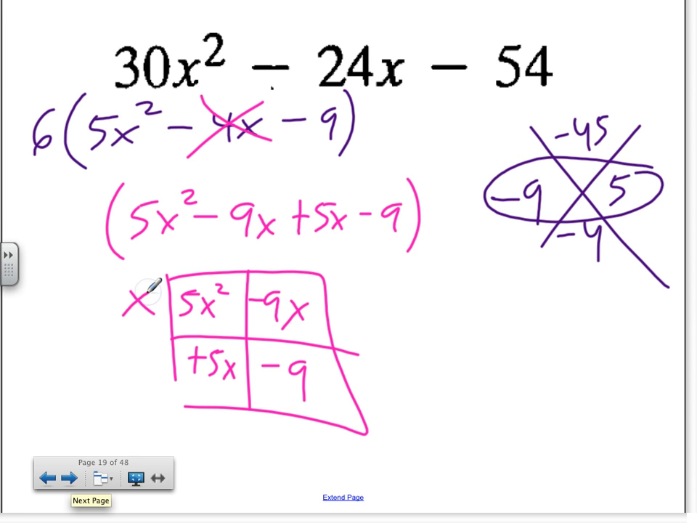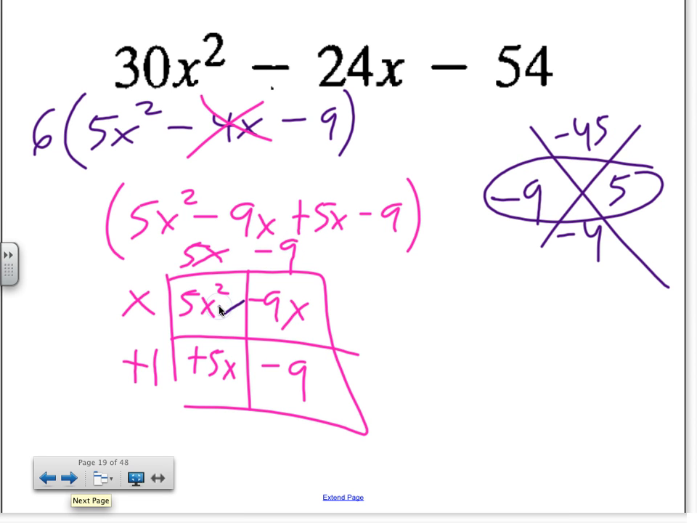X. What about this one? Nothing. So in this case, what? 1. Nothing means 1. Of course, this is a negative, and I'll take the negative with it, but this is positive, it's fine. X times what is 5x squared? 5x. X times what is negative 9x? Negative 9. So let's verify.